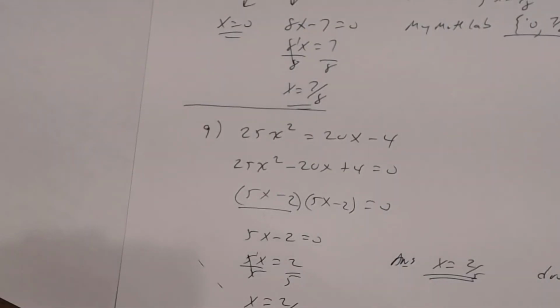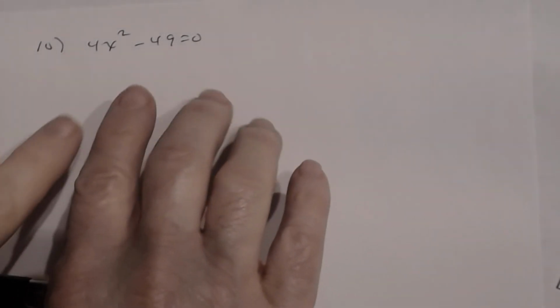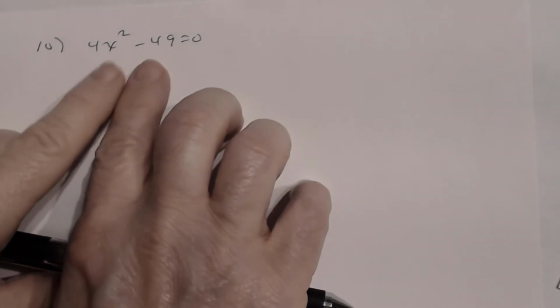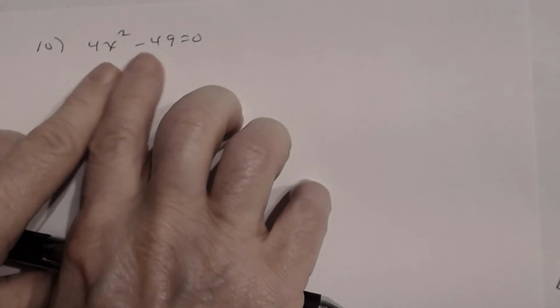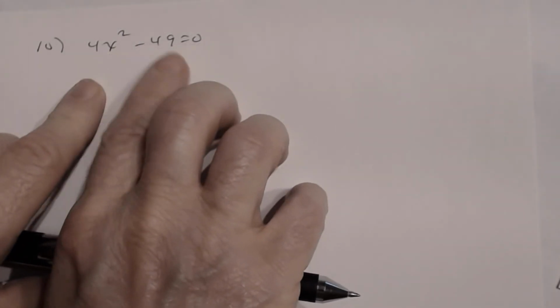All right, number 9. So let's look at number 10. So let's suppose that in number 10, I had this. Okay, so number 10, we have 4x squared minus 49 equals 0. So at this point, you notice it is in standard form, but I want you to notice that you have 2 terms, correct? So think about what this is. What does that look like? That looks like the difference of 2 squares.